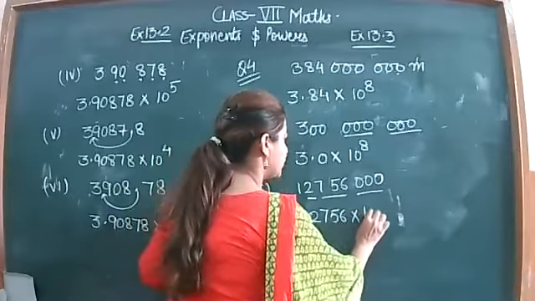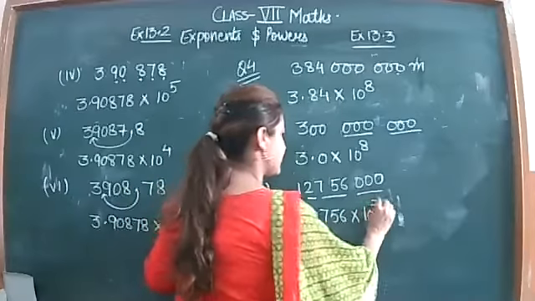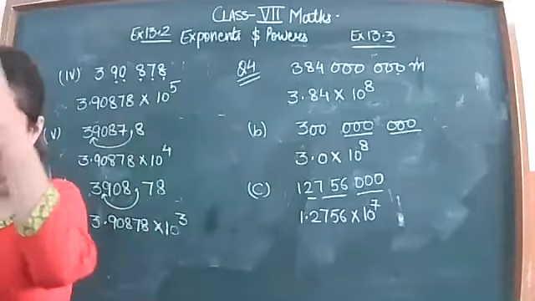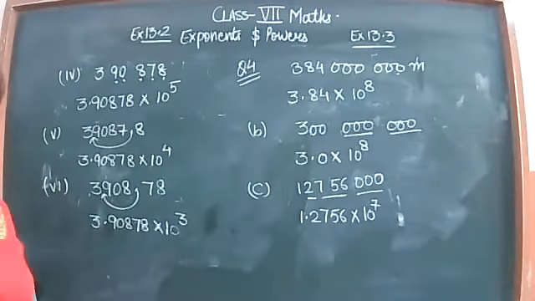1.2756 into 10 raised to power 7. Start the next part. All are same. You please start doing that. I will ask the answer one by one.